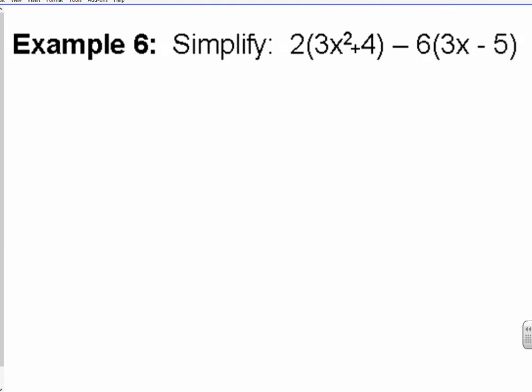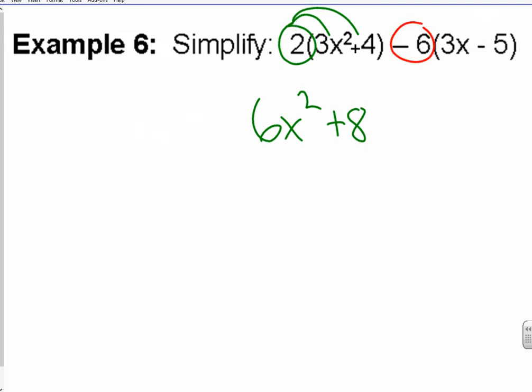Pause the video now as you try example 6. Press play to go over your answer. I distribute the 2, 6x squared plus 8. I distribute the negative 6, negative 18x plus 30.